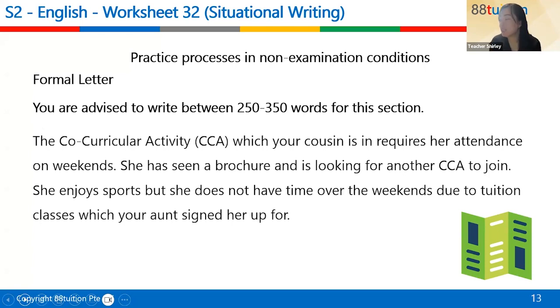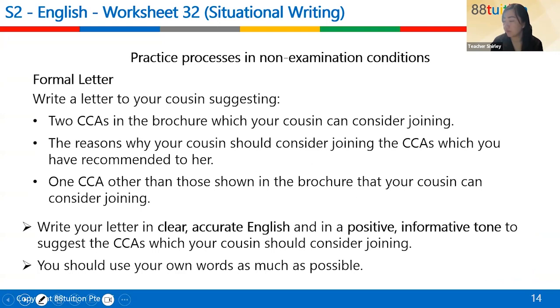Okay, so let's have a look at this question. A formal letter, you are advised to write between 250 to 350 words, which is the standard for O-levels English. The CCA, or the co-curricular activity, which your cousin is in requires her attendance on weekends. She has seen a brochure and is looking for another CCA to join. She enjoys sports, but she does not have time over the weekends due to tuition classes, which your aunt signed her up for. So write a letter to your cousin suggesting 2 CCAs in the brochure which your cousin can consider joining.